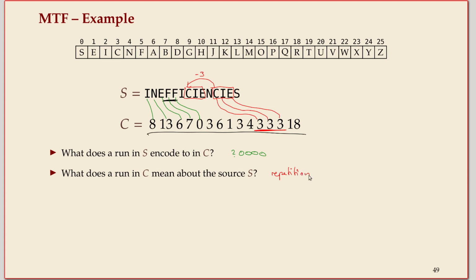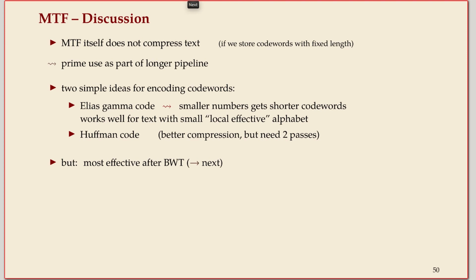It's unfortunately not as simple as saying any repetition in the source text translates into such a run. That's not quite true. But if you have a run like this, then there will be some form of repetition in the source text. So that's just a hint that move to front can be useful. It transforms runs into other runs, so it doesn't destroy runs, and it might transform repetitions into something that's even easier to compress, namely a run of a single number. As I said before, move to front itself does not really do much of a compression task. For one thing, because we still have to encode those numbers, and also by itself it's not very effective. But it's a key component in other pipelines, and in particular following the next transformation that we'll look at.